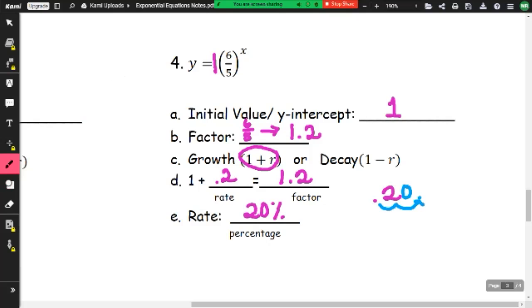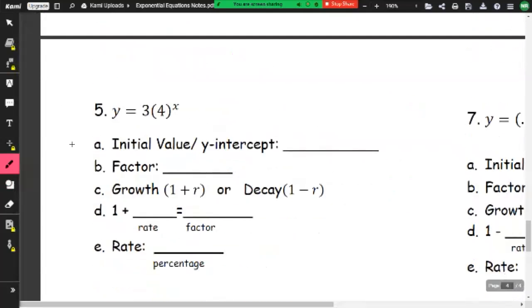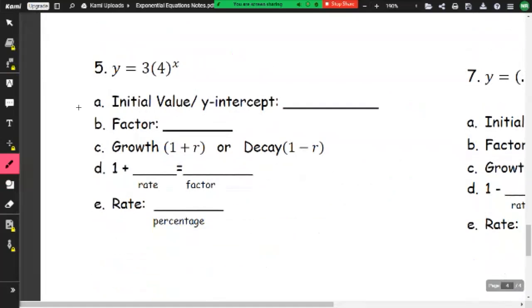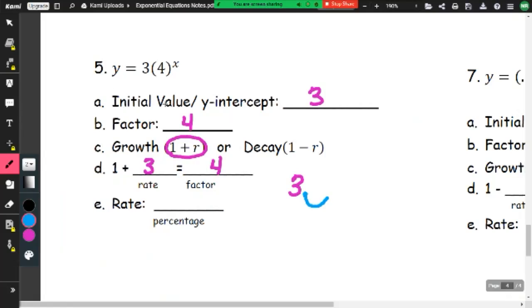Okay. Next page. Number 5. Where do we start? 3. And what are we multiplying every time? 4. Factor is a multiple, so we're multiplying 4. Is 4 bigger than 1? So we have growth. What did I add to 1 to get to 4? 3. Now, 3 doesn't have a decimal that even exists. When you have a whole number, you have to make it a decimal by placing a decimal there at the end. 3 is the same as 3.0, right? So I move it twice. I have 2 gaps, so I fill both gaps in, and we get 300%.